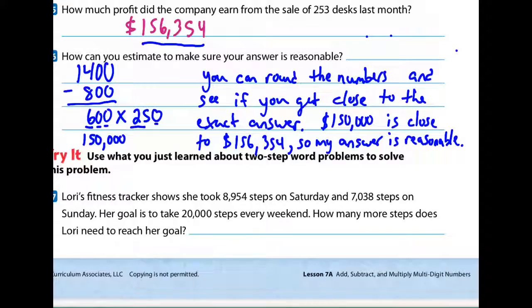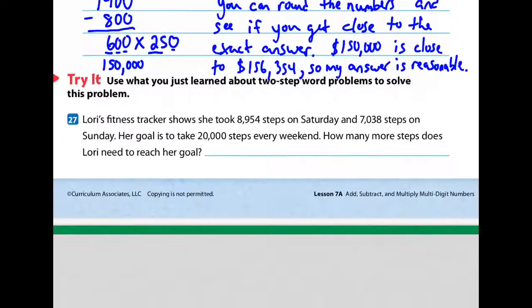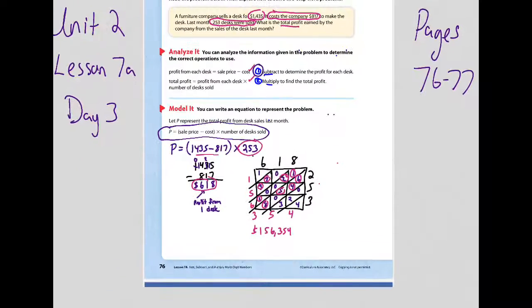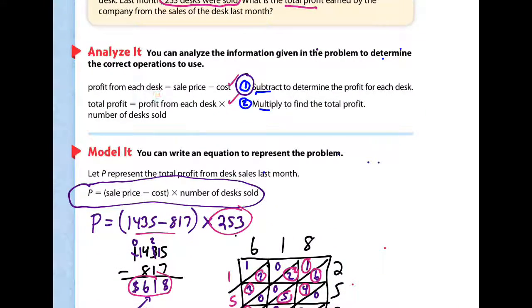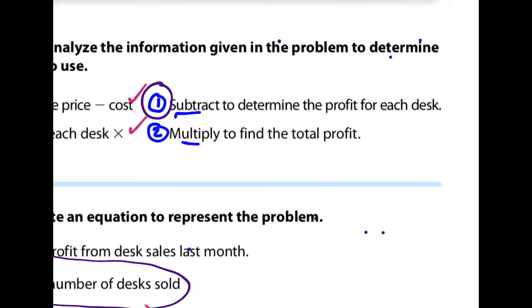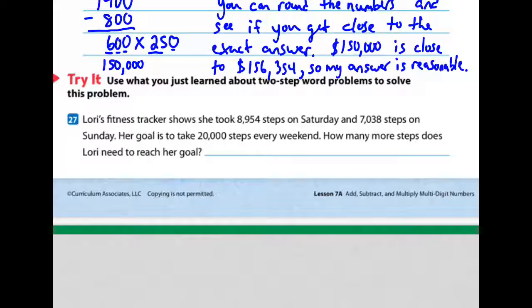All right, so you ready? Okay, so number 27. So this says, use what you just learned about two-step word problems to solve this problem. So your job is to read number 27 and you're going to solve it. Now remember on the previous page, you can write an equation if that helps you, or you could analyze it to find the operations. Remember how we found in that last one that you had to subtract first and then multiply? Well, that doesn't mean you're going to have to subtract and multiply in this one, but you want to think about what are the two operations that you're going to need to solve this problem.